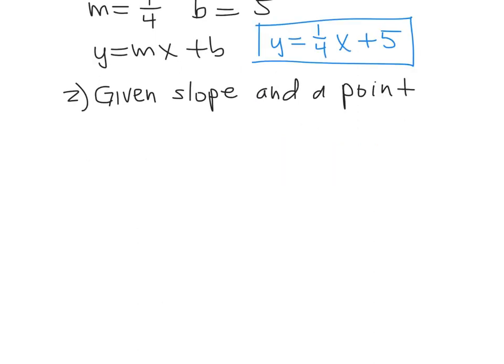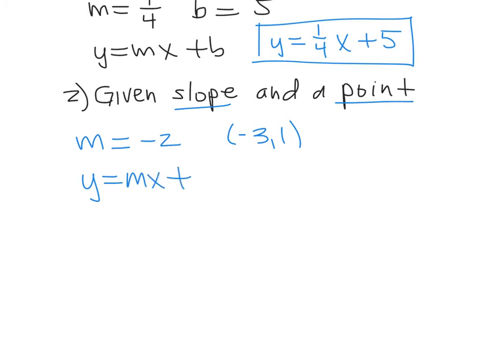Now we want to look at finding the equation of a line given a slope. All right, so given m, and we don't have the y-intercept, but we have a point on the line. So for example, if we are given a slope of -2 and we're told that the point (-3, 1) is on that line, our goal again is to write down y equals mx plus b.